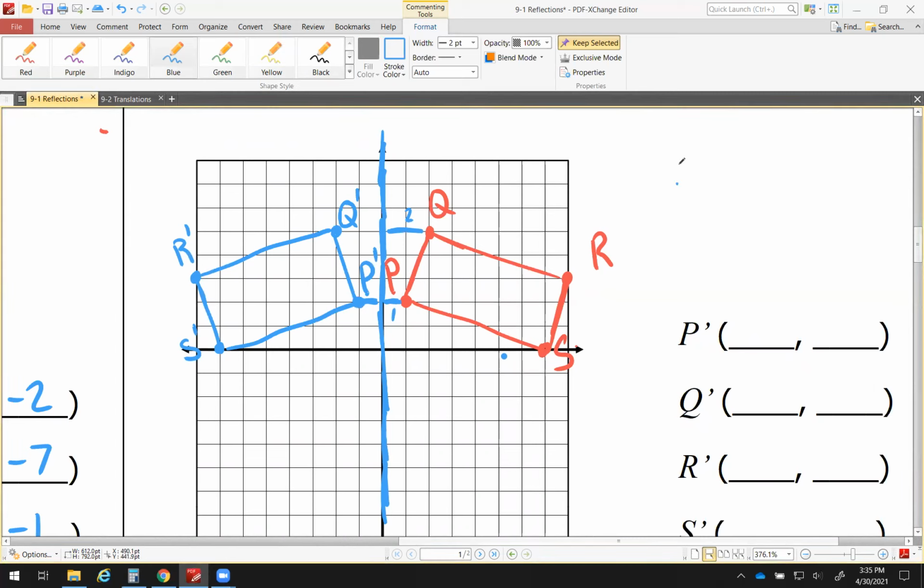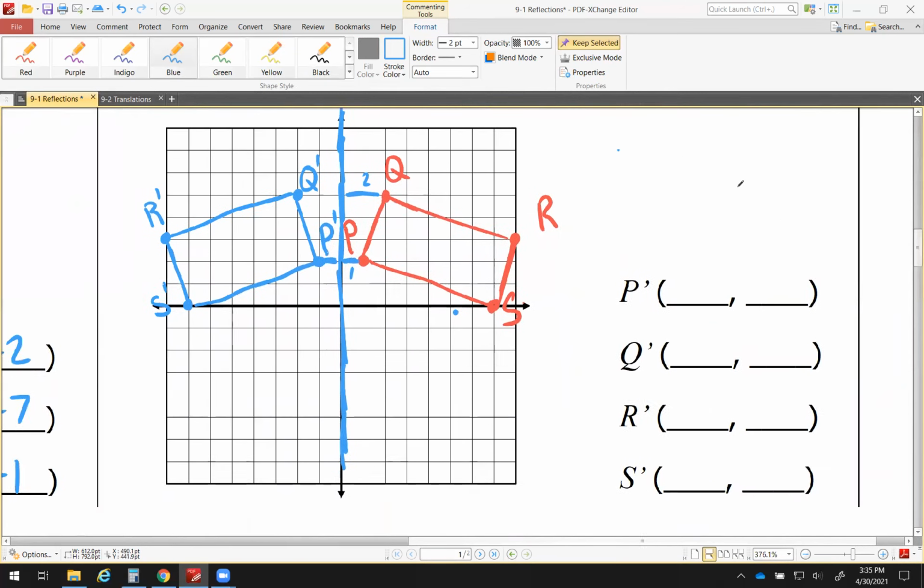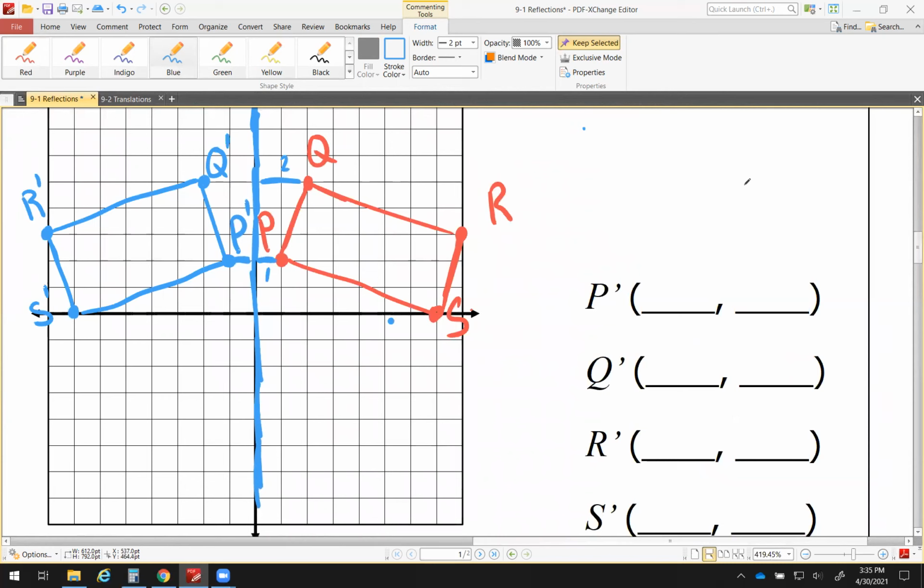And so to fill in the points, we can just read them right off the graph. P prime is at the point -1, 2. Q prime is going to be at the point -2, 5. R prime is at -8, 3. And S prime is at -7, 0.